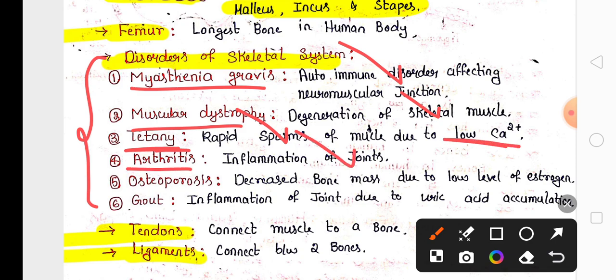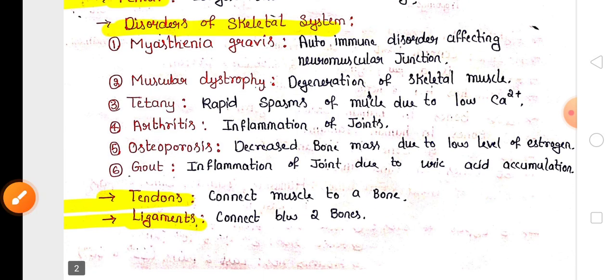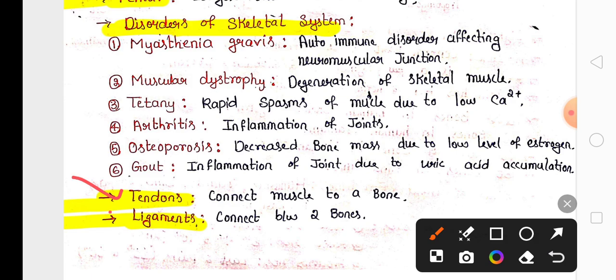Arthritis is the inflammation of joints. Osteoporosis is decreased bone mass due to a low level of estrogen. Gout is the inflammation of joints due to the accumulation of uric acid. Then last, remember the definition of tendon and ligament. A tendon helps to connect muscle and bone, and a ligament helps to connect bone and bone.